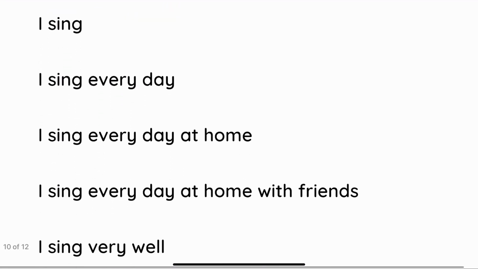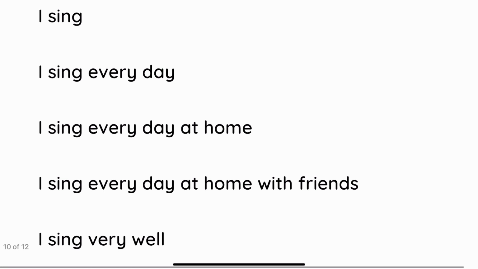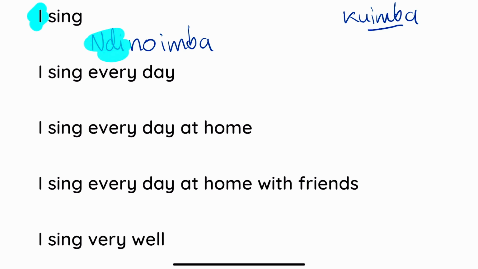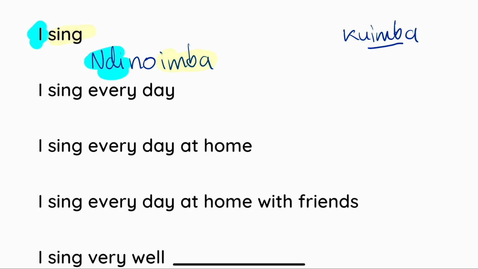Let's do one more page of examples. So this one says, I sing. Ndi, when is it happening? Present time? No. And what am I doing? Singing. Imba. Ndinoimba. The verb for to sing in its infinitive is kuyimba. So our verb stem is imb. Ndinoimba. So let's mark that out. I, ndi, sing, imba. And our no is our present tense marker. Let's try out the next one.